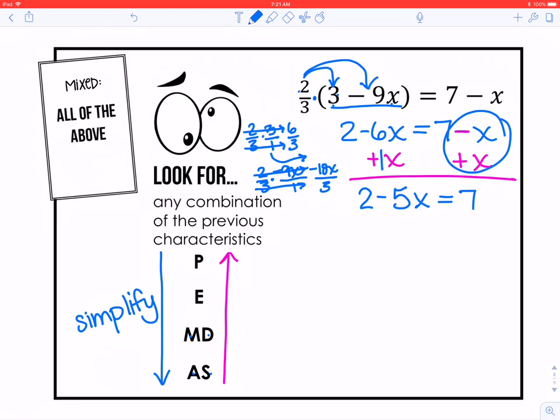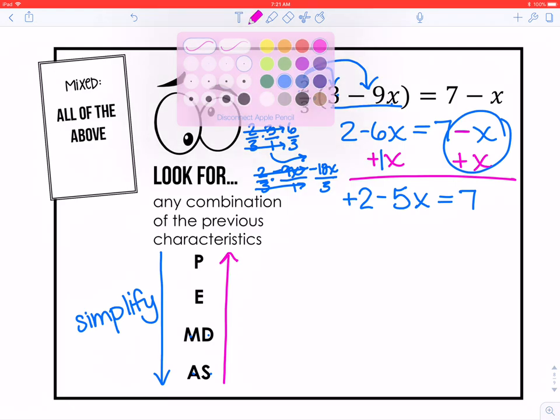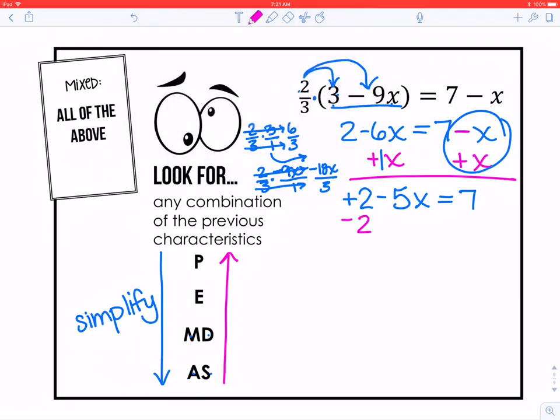Okay, next up, I would want my constants to be together. And so looking at my 2, I want it to be on the right side. Right now it is a plus 2. It's being added to that negative 5x. We just don't see the plus because it's up front. We know it's a positive 2. It's understood when it's the first term. So undoing addition is subtraction.